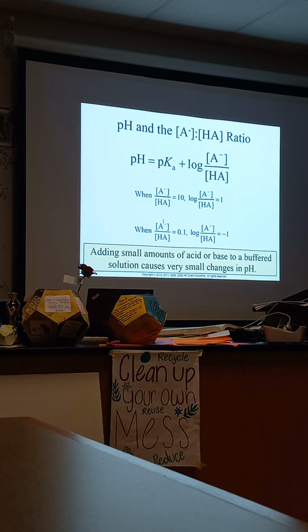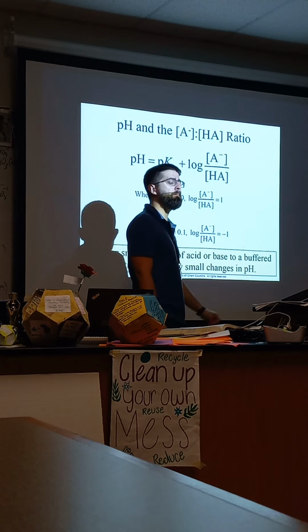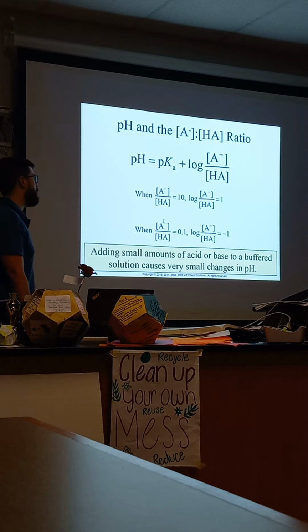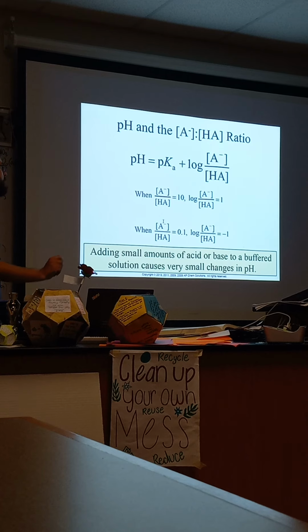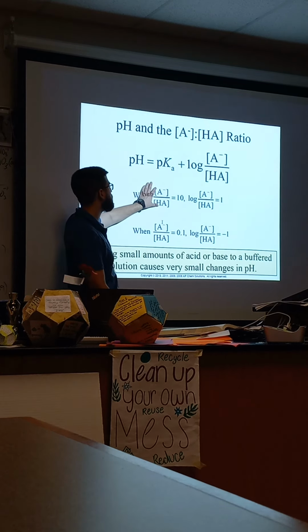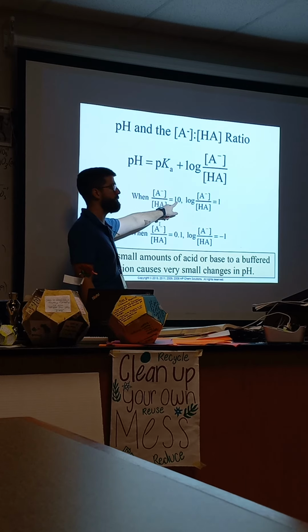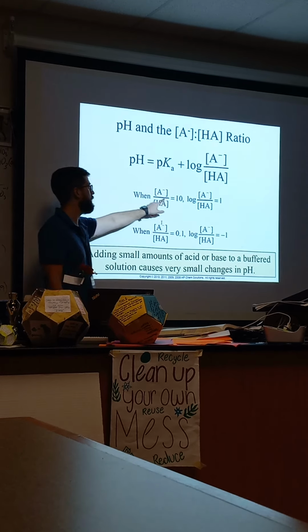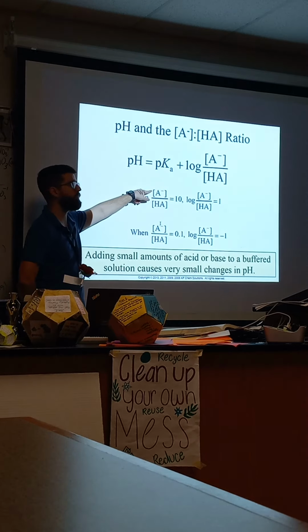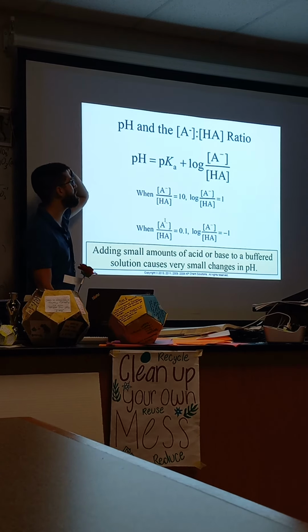So guys, here's something that kind of shows you the math behind how buffers work. If you've got a fraction and it equals 10, that means you have 10 times as much what? A minus over HA. The A minus, right?